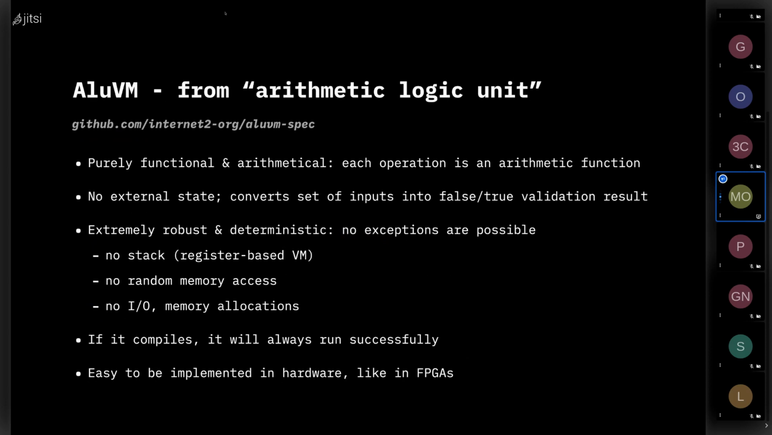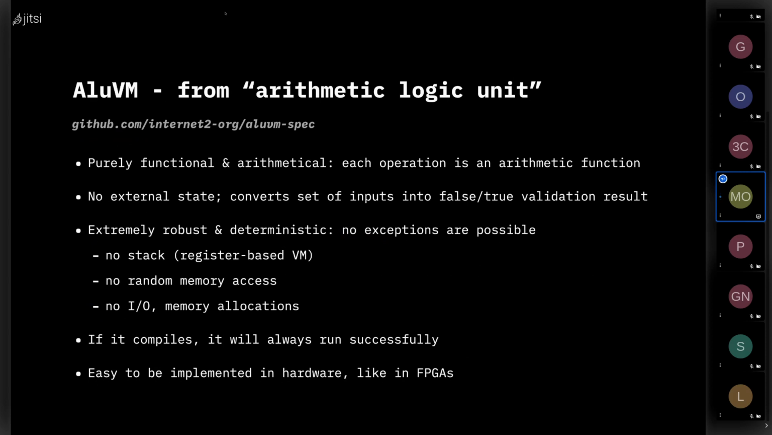And it doesn't need these, because the only thing it should do is to validate client-side validated data, which is sandboxed. It doesn't need to have random memory access, while, for instance, WASM has to, which makes the standard much more complex and less robust. If the code compiles into AluVM bytecode, it will always run successfully without an exception.